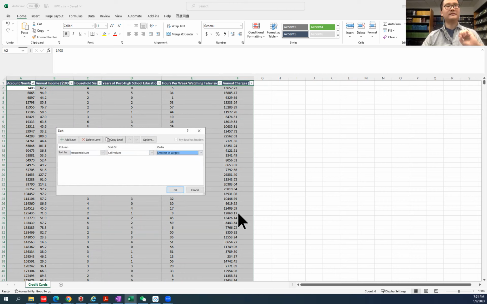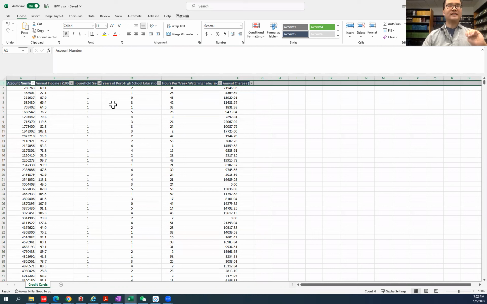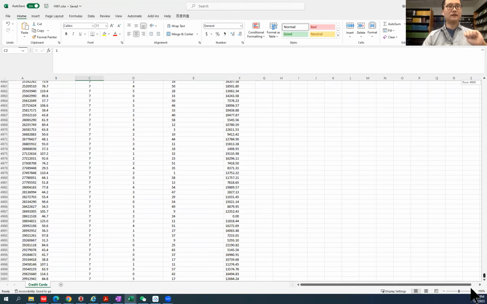Because each of the columns is a numerical value, that's why you see smallest to largest. Instead, if a column was composed of characters, letters, or sentences, this order would have an option from A to Z. It will sort the rows by the letters that begin an entry. So with this, we see that this whole sheet is now sorted from the smallest household size, 1, to the largest, which is 7.